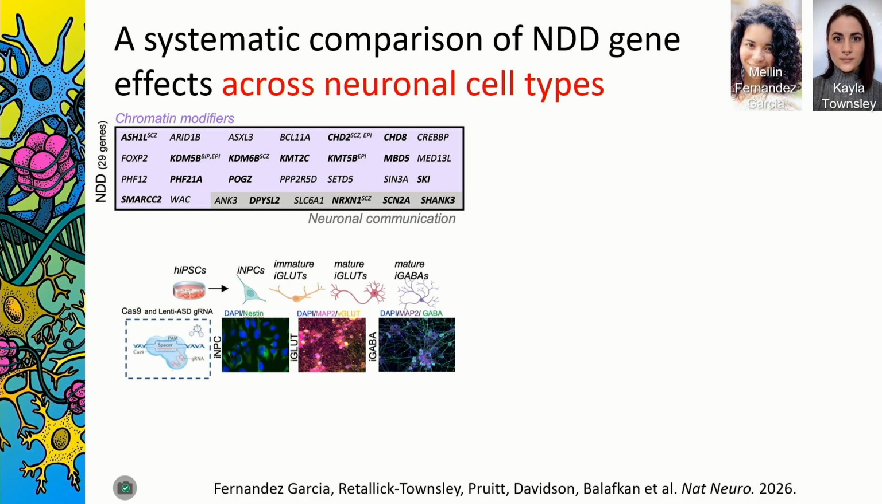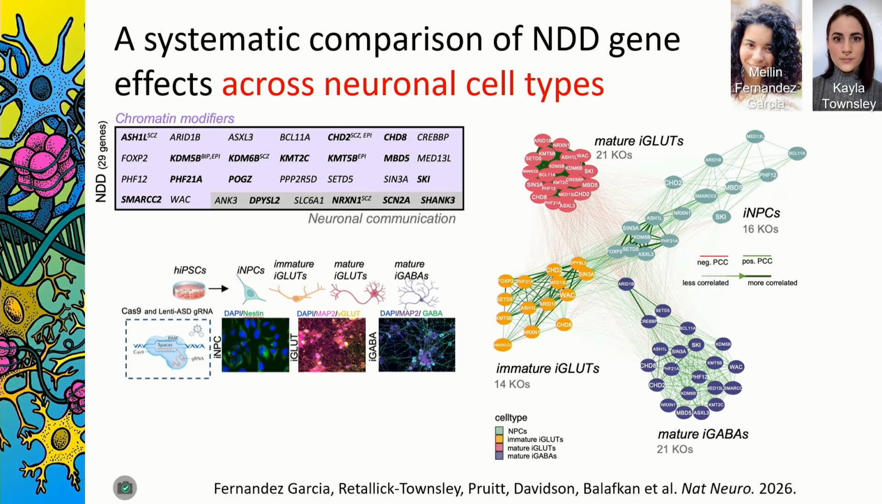We did this CRISPR screen in neural progenitor cells, in immature and mature glutamatergic neurons and mature GABAergic neurons. And again, we found convergent effects that were more similar within cell type than across cell types. And so as a geneticist or as a neuroscientist, many of us seem to have our favorite gene. My favorite gene is Neurexin-1.